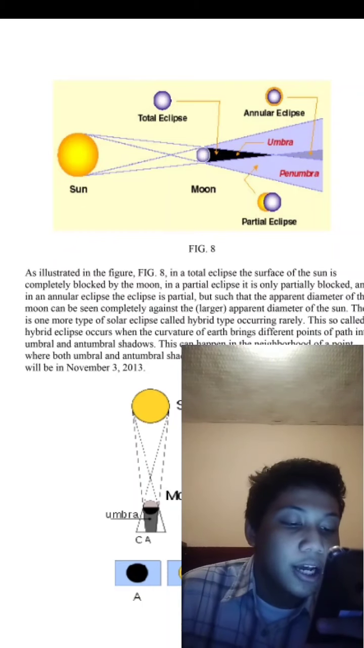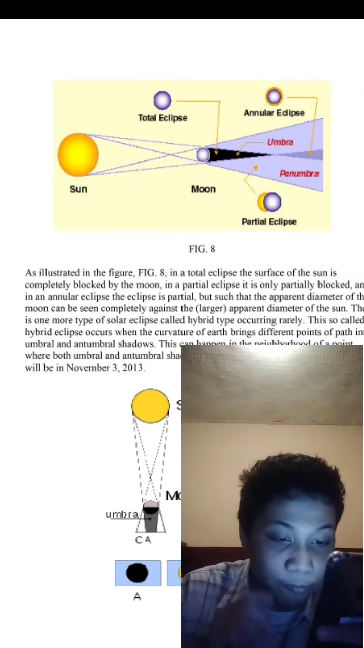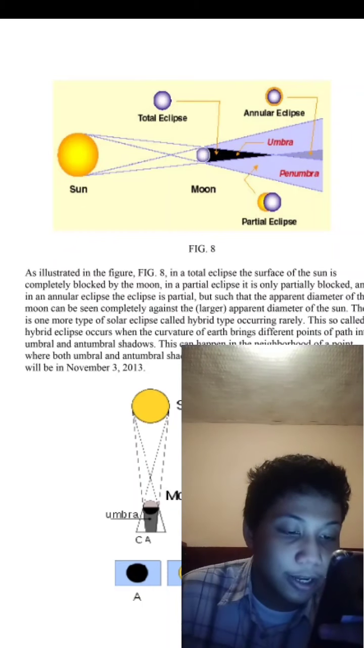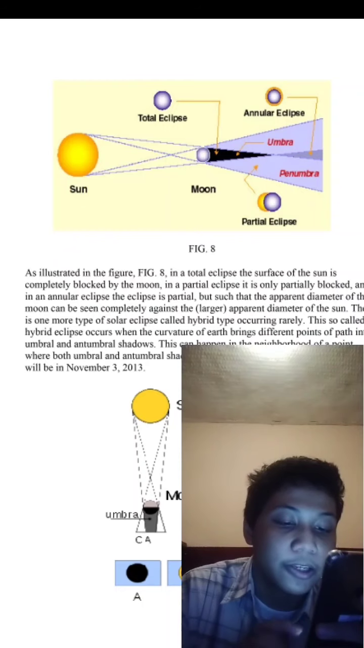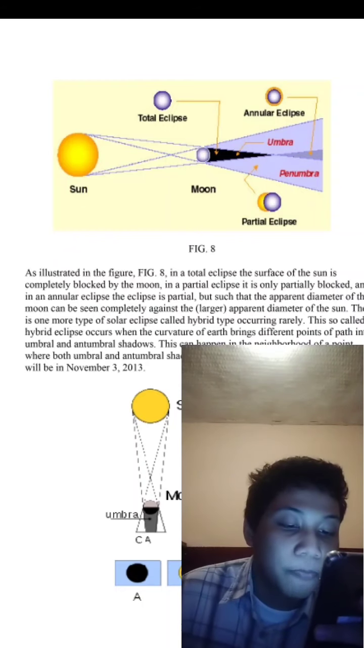Solar eclipses can occur only at new moon, when the moon passes between earth and sun and may cast a shadow on the surface of the earth. When the moon's shadow happens to fall upon the earth's surface, we see at that time some portion of the sun covered or eclipsed by the moon.